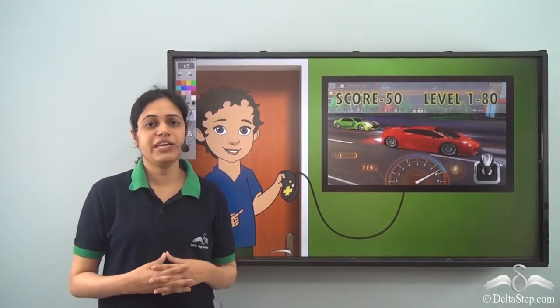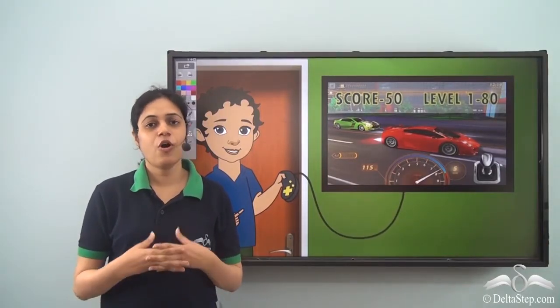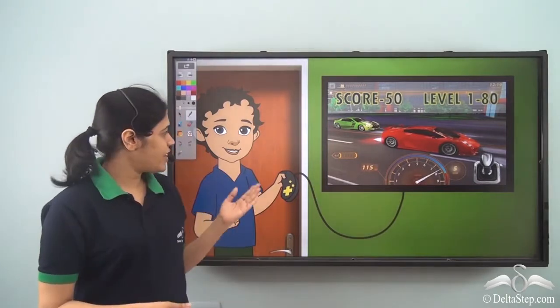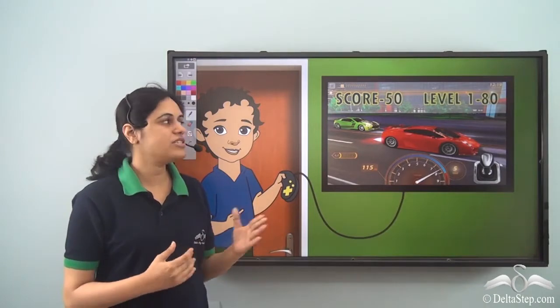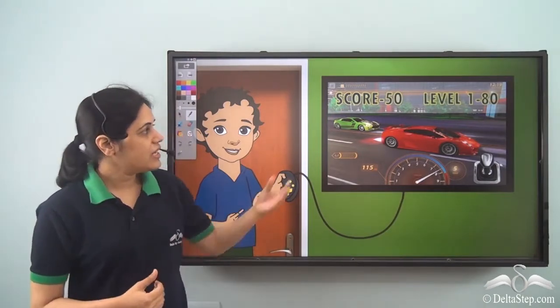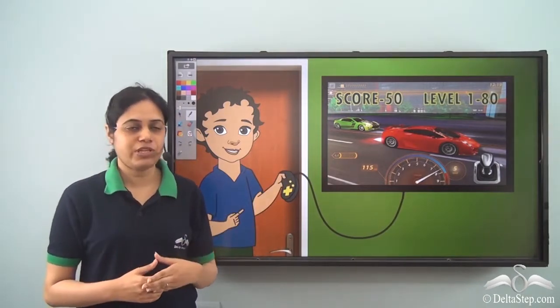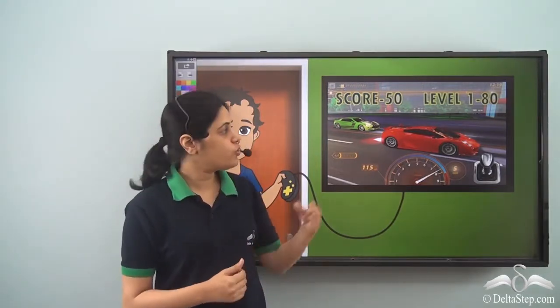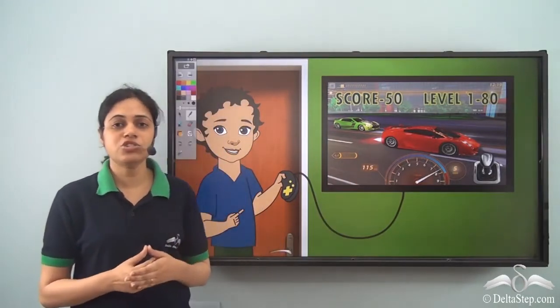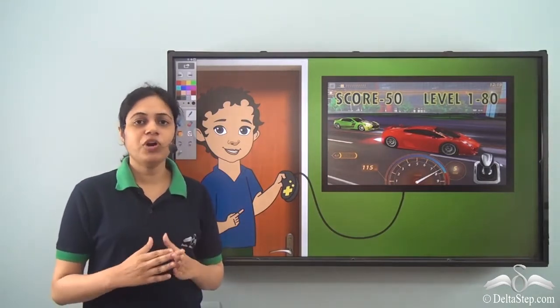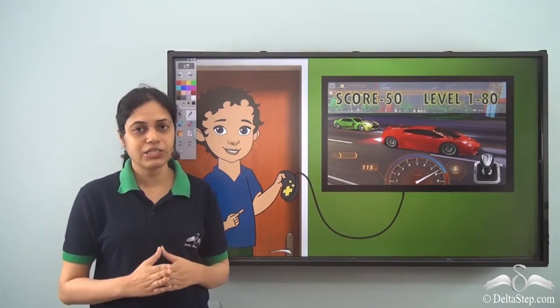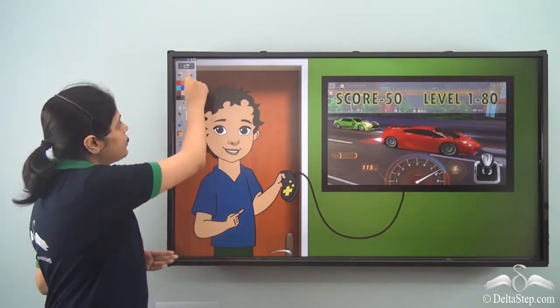Do you like to play games on your computers or on the mobiles? So one day, Rohan was playing a very interesting game on his computer, and he had already scored 50 points. He saw that in order to cross the first level, he needs to score 80 points. So he wanted to find out how many more points he needs to cross level 1.